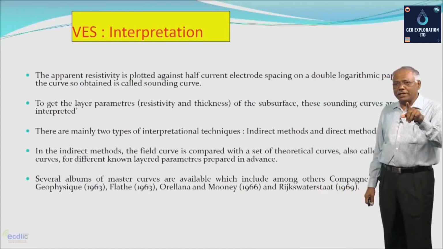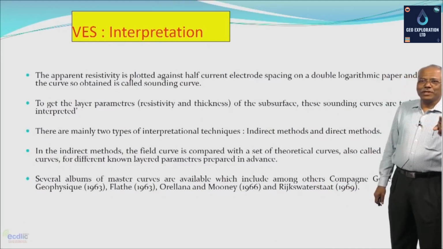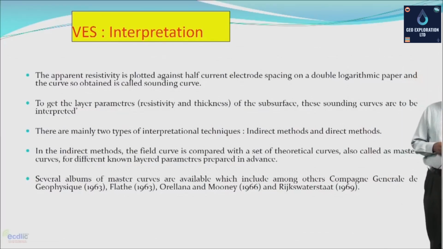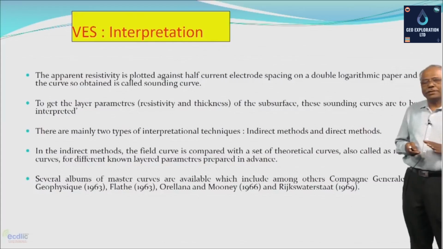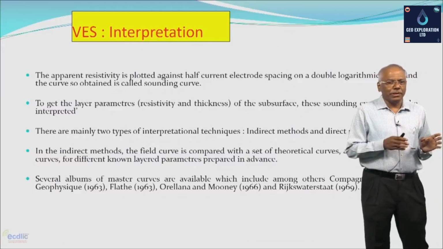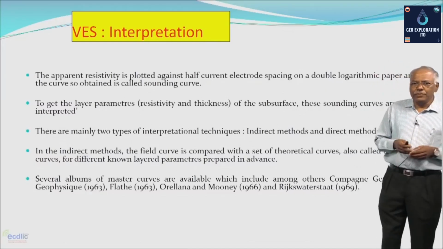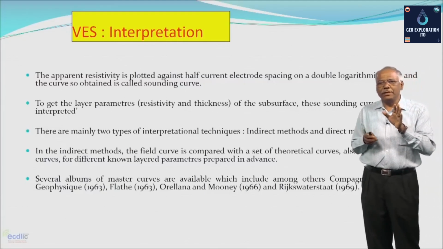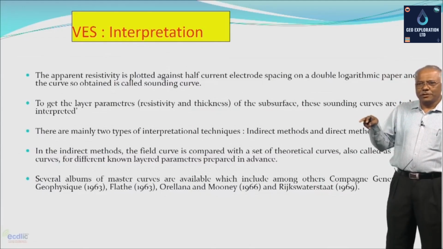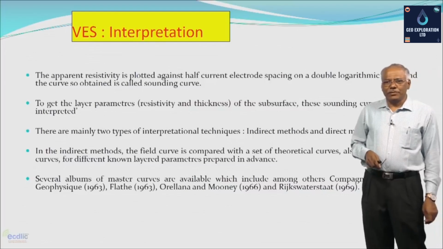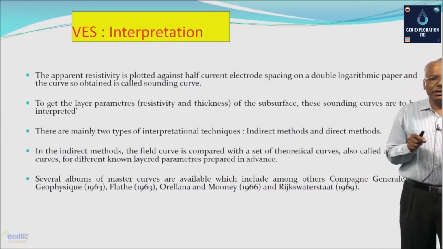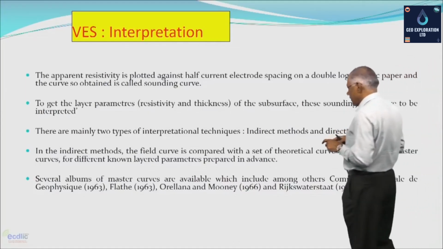To get the layer parameters of the subsurface, these sounding curves are interpreted, and the interpretation techniques vary. They could be direct methods of interpretation or indirect methods of interpretation that we normally use. The indirect method uses the field curve, depth or electrode spacing versus the apparent resistivity curve, and this curve is compared with the theoretical curves, which are master curves.